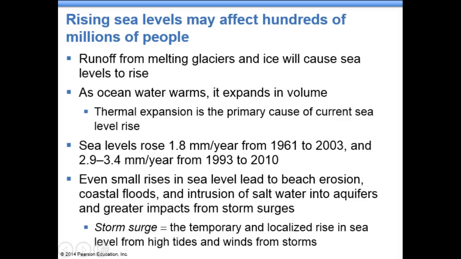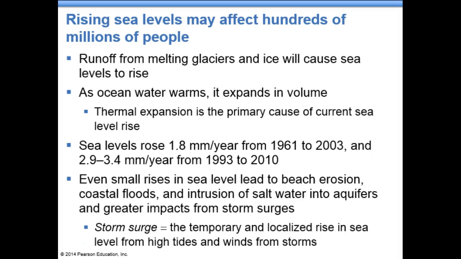Hello and welcome to screencast number 7 for chapter 18, and we're going to talk about those rising sea levels and the types of effect that they can have on people. So the runoff from the melting glaciers and the ice that is coming off of Iceland and the Antarctic and Arctic sheets are going to cause the sea levels to rise.